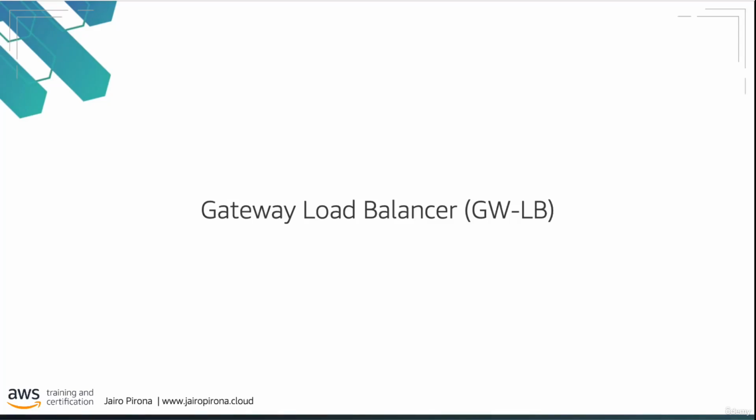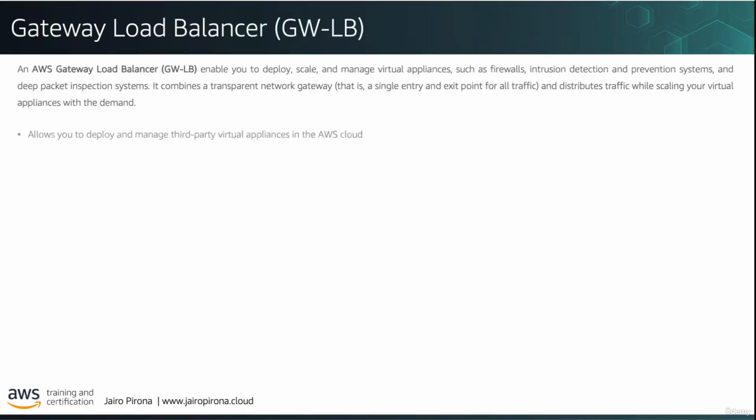Let's talk now about the Gateway Load Balancer. Gateway load balancers allow you to manage and deploy third-party virtual appliances, such as network appliances, in the AWS cloud. Third-party appliances are those published by vendors other than AWS. These appliances are typically used for network security and analysis functions, including firewalls, intrusion detection and prevention systems, and deep packet inspection systems.